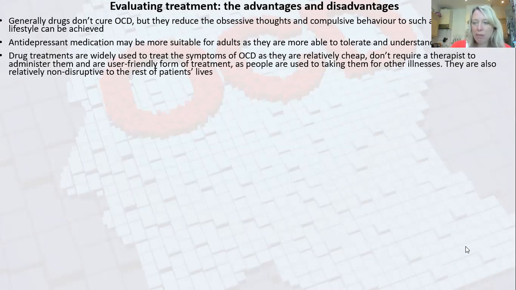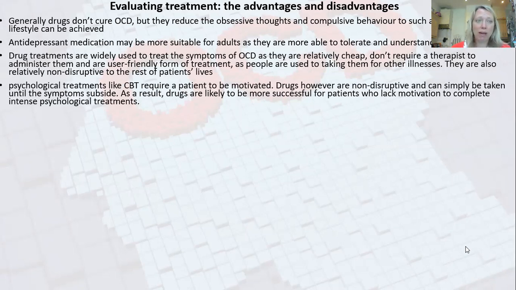One of the really big positives of drug treatment is that they are quite cheap. They're quite cheap because although you have to pay for the drug, you don't have to pay for a therapist. You don't have to organise therapy sessions. You don't have a therapist's time, and you don't have to go to therapy. So therefore, they're quite undisruptive, really, to the rest of your life if you're taking drugs. So they're seen as quite a good treatment from that perspective.